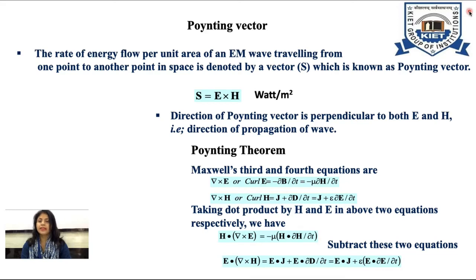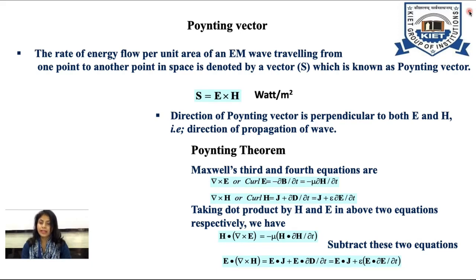When an electromagnetic wave travels from one point to another point, it transports energy in terms of electric and magnetic field. The rate of energy flow per unit area is denoted by a vector which is known as Poynting vector. Means Poynting vector is rate of energy flow, means power per unit area, when an EM wave travels from one point to another point in a space.